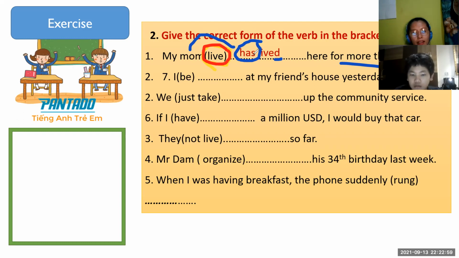All right, so I'll give you time to think for the B. Just take, not live, organize, and run. I'll give you 30 minutes to think of the answer. Is that okay?